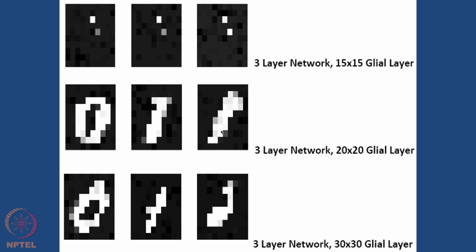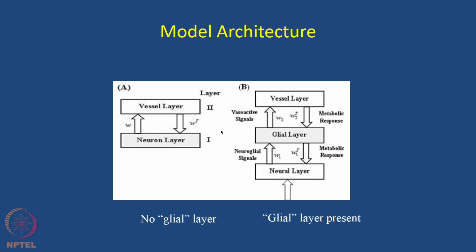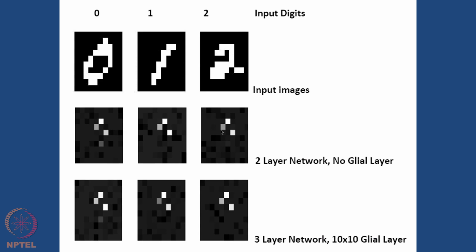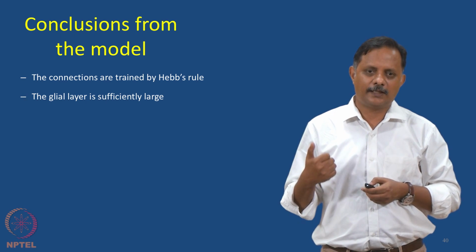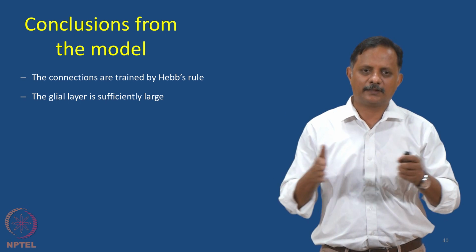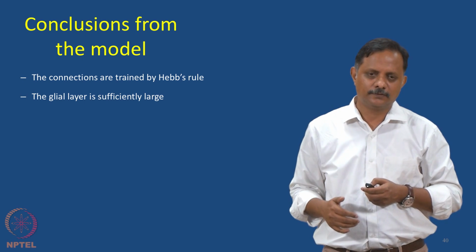And to achieve that, we did two things. We increased the glial layer to a sufficiently large size, and also to train this network, we had to train all the connections, and the connections here are of many kinds. If we look at the architecture on the right side, there are connections from neural to glial, that's one kind of connection. Glial to vessel, second kind of connection. Then vessel back to the glial, third kind of connection. And glial back to the neuron, that's the fourth kind of connection. All these connections are trained using what is called Hebbian learning. So we need to do these two things: train all the connections using Hebbian learning, and also make the glial layer sufficiently large. Only then the network worked.